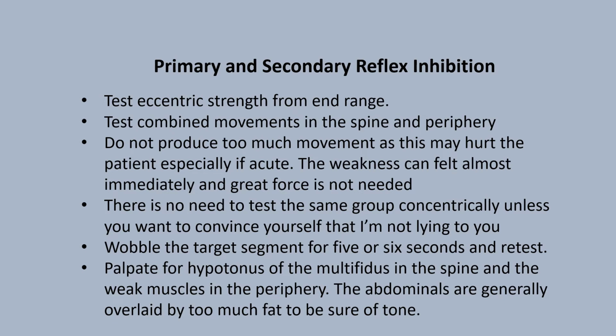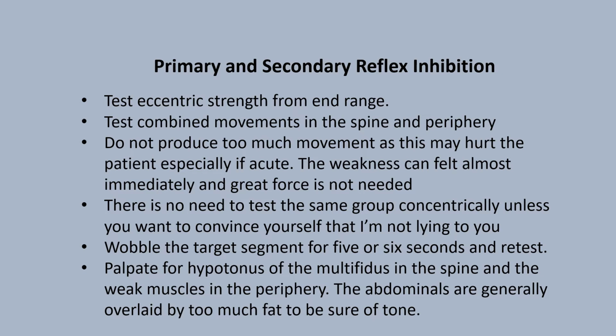To add to the model, I would speculate that there are at least two types of reflex inhibition, primary and secondary. If we look at the spine as an example, the primary inhibition would be that of the segmental muscles, the multifidus, etc. The secondary muscles would be the abdominals, both the obliques and the transversus.